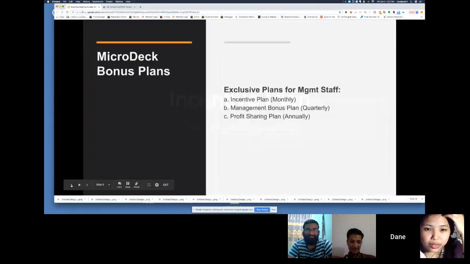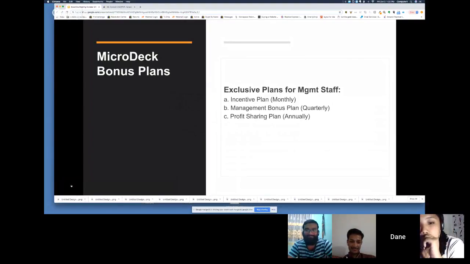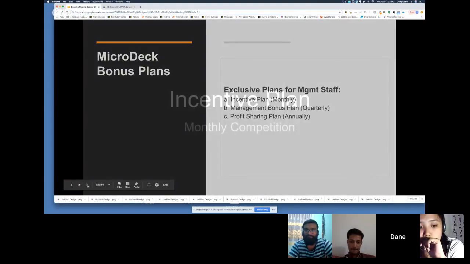Okay, so the second one was the management bonus plan, which I haven't drafted up, but I have my notes in front of me, and I've got a lot of notes regarding it. It has to do with how you manage your staff too. So it's how you mentor your staff, how you ensure that your staff is successful, right?